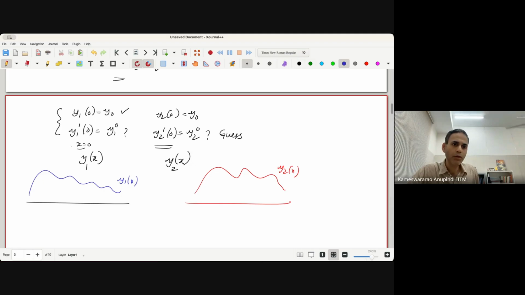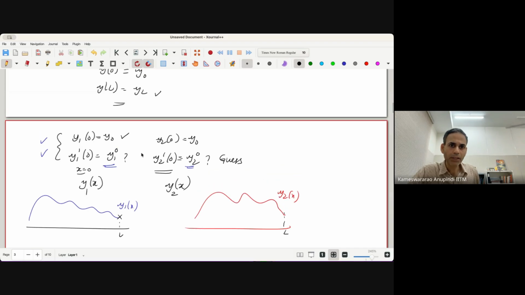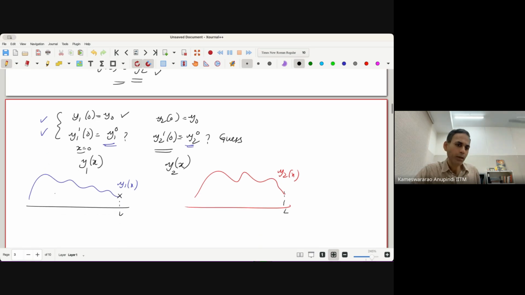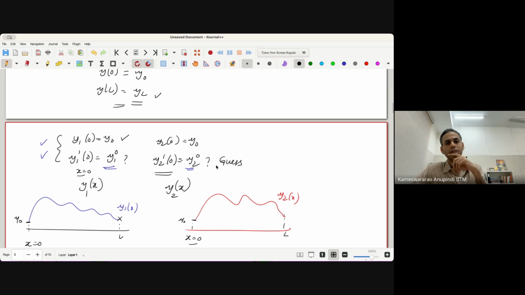I have solved with these guess values. Of course, this y1 of L and this y2 of L do not match the given y of L, because we are not so lucky. So it's not going to match. But of course I have taken the correct y0 value. That means this y0 is the same as the specified condition at x equal to 0.